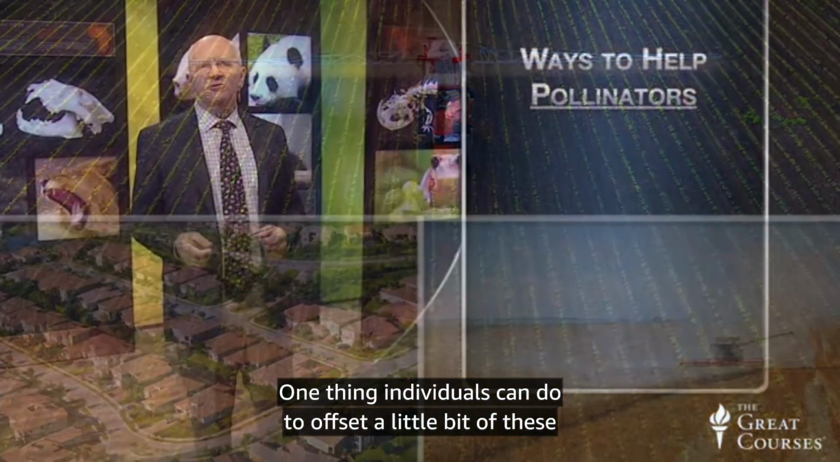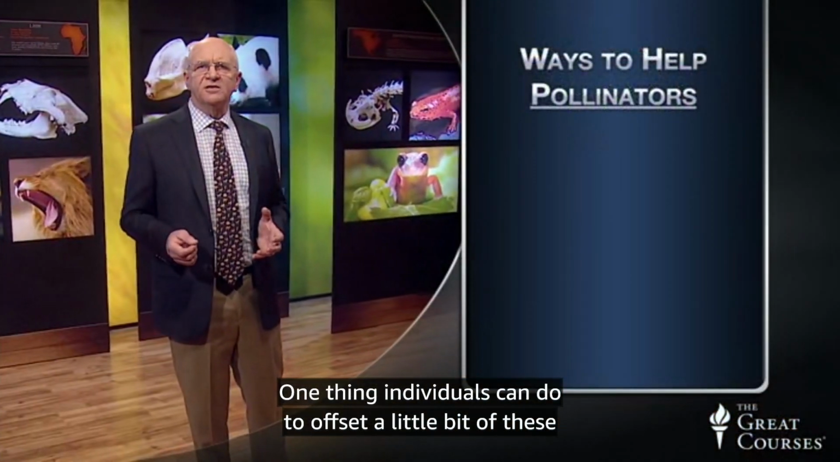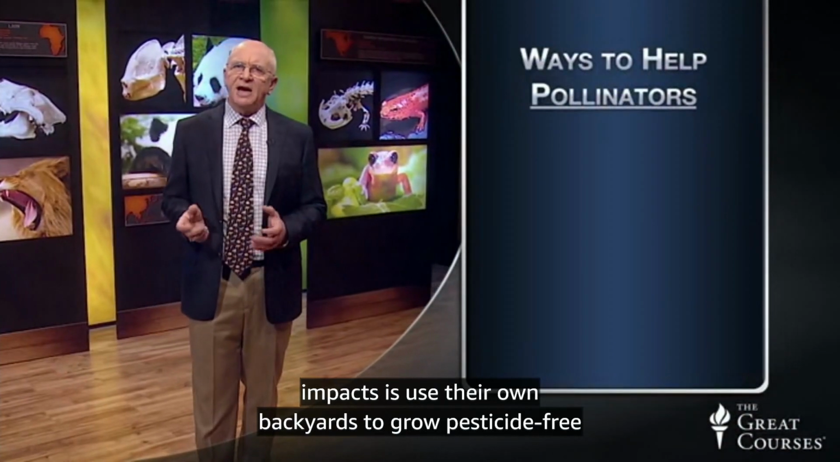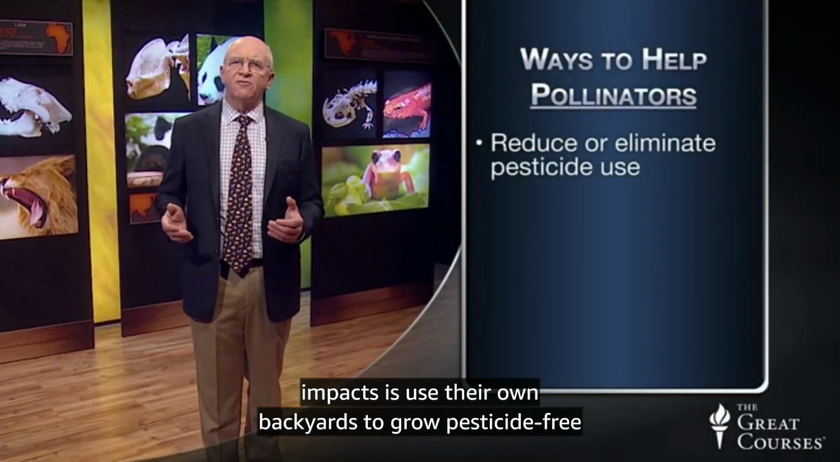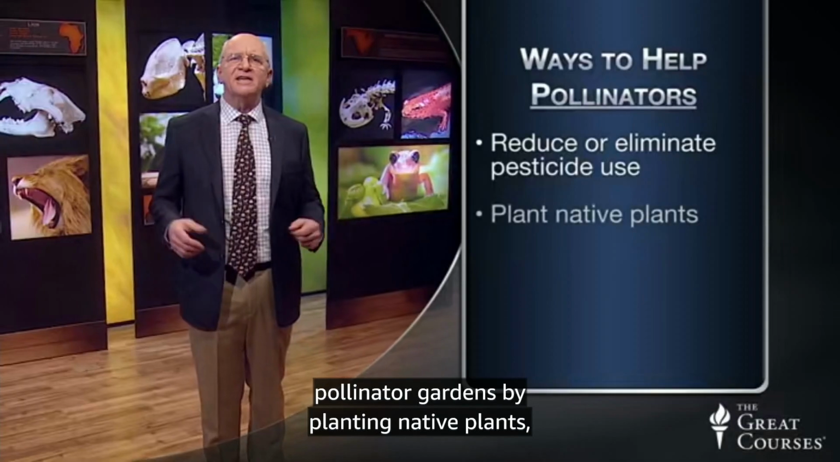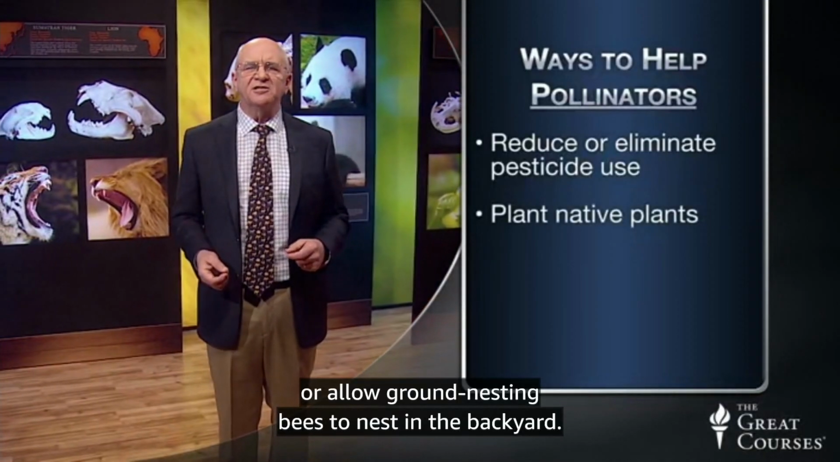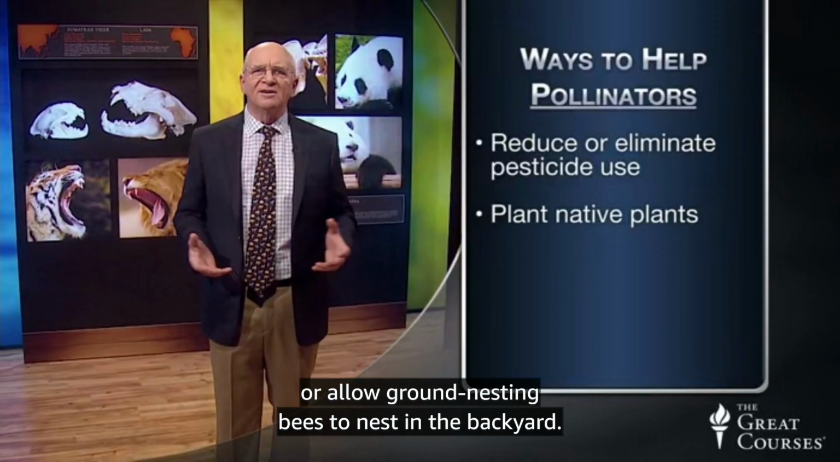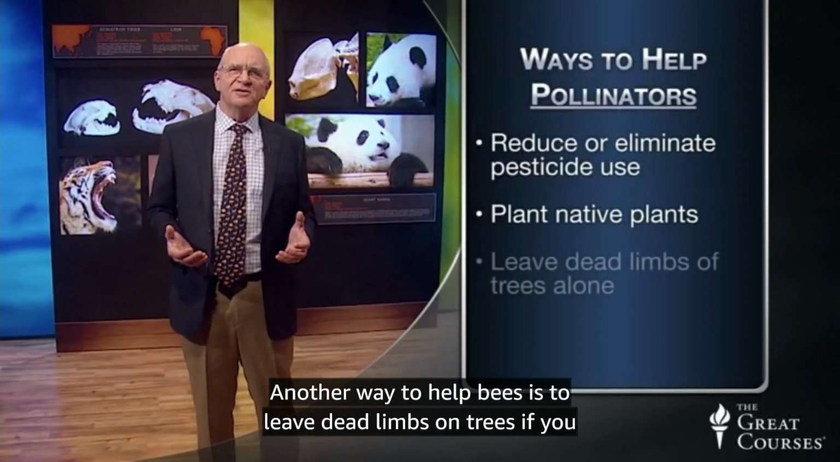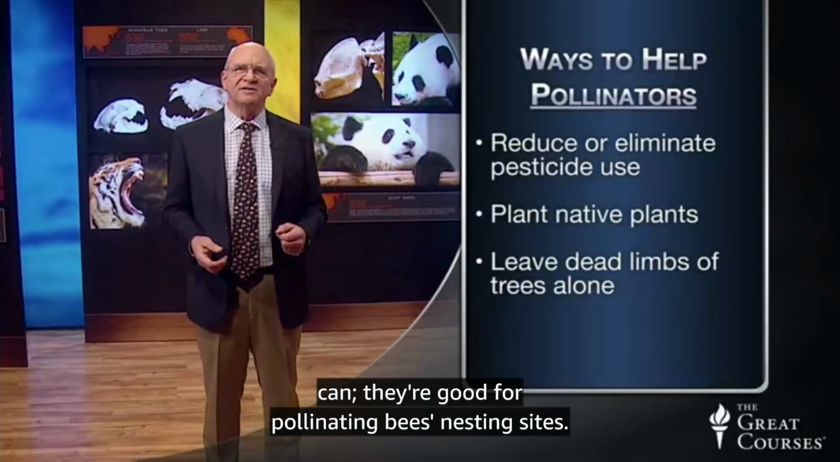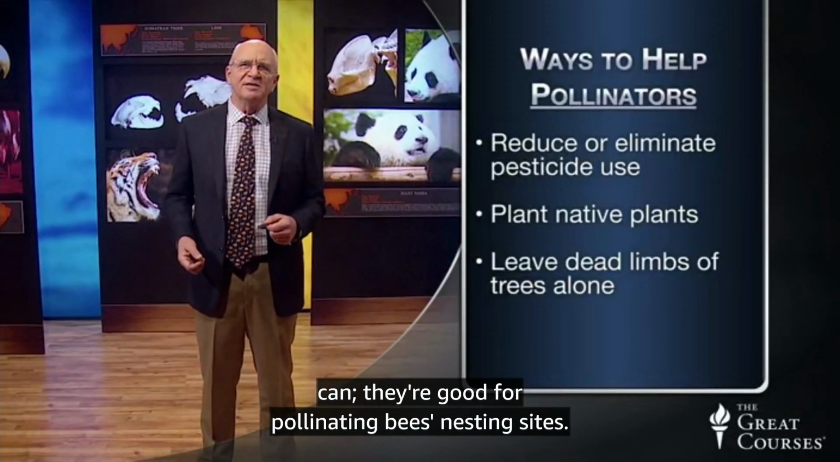One thing individuals can do to offset a little bit of these impacts is use their own backyards to grow pesticide-free pollinator gardens by planting native plants, or allow ground nesting bees to nest in the backyard. Another way to help bees is to leave dead limbs on trees if you can. They're good for pollinating bees' nesting sites.